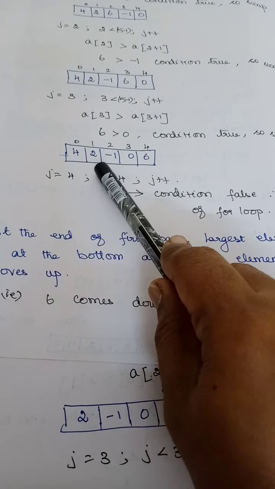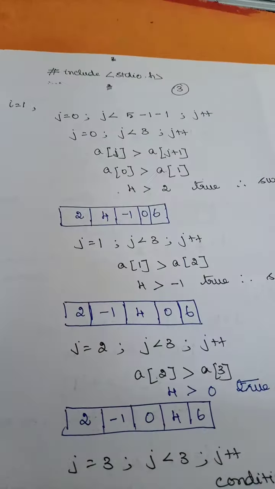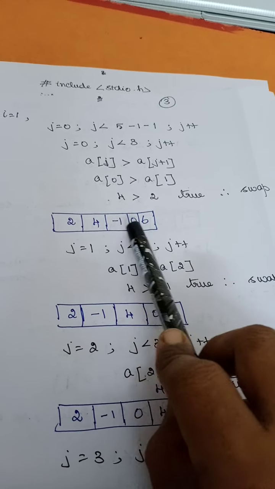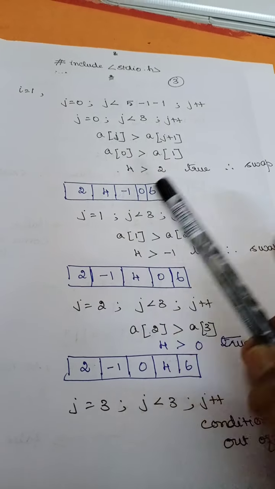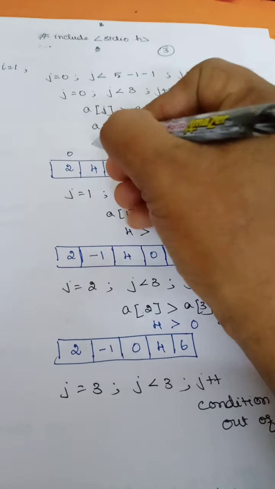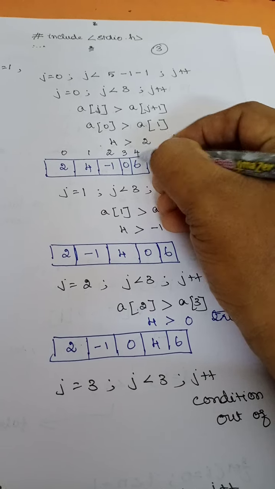So 4 is greater than 2, so the condition is true. I have to do the swapping operation. So after swapping, my array becomes what? 2, 4, minus 1, 0, 6. Again my j equal to 1. So a of 1 and a of 2 I will compare. So this is my 0, 1, 2, 3, 4.